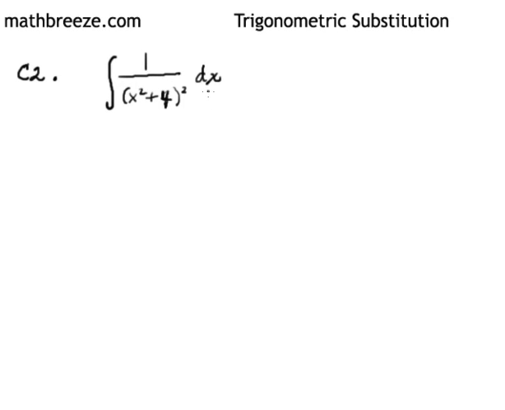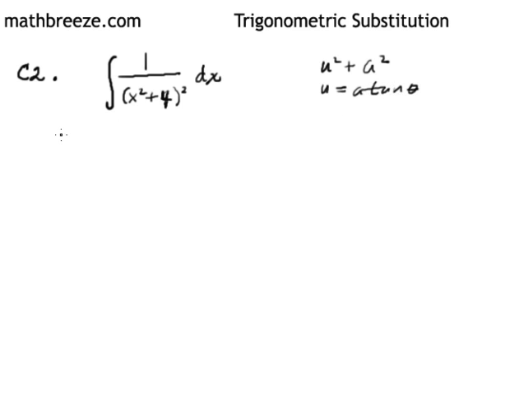Here's example C2, our next example. So this example has in the integrand x squared plus 4. So that's of the form u squared plus a squared. And the substitution that we'll do in this case: u is equal to x and a is equal to 2. Here we have 4, 2 squared. The u substitution that we're going to do is u equal to a tan theta.